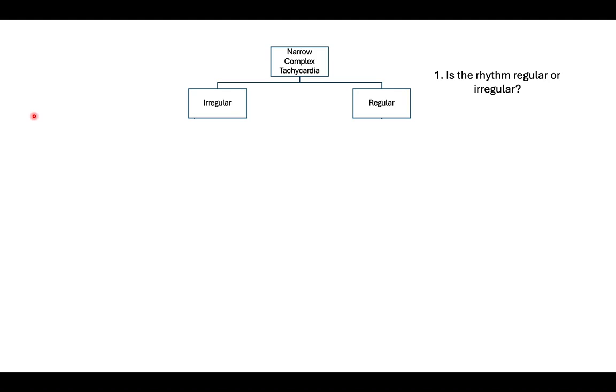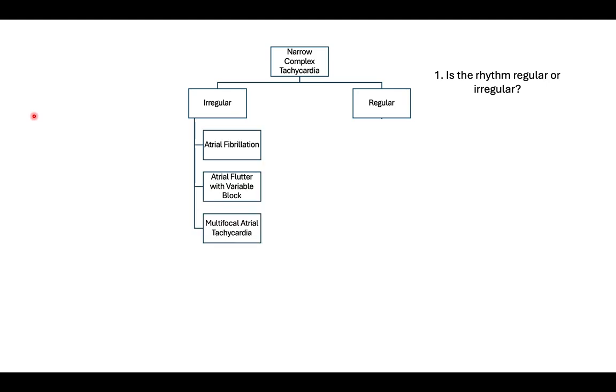But to begin, we have our narrow complex tachycardia, and the first question we ask ourselves is, is the rhythm regular or irregular? And if it's irregular, there are 3 main buckets of diagnoses to be thinking about, which include atrial fibrillation, atrial flutter with variable block, and multifocal atrial tachycardia.